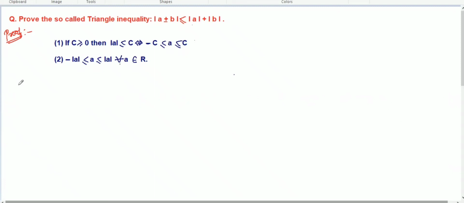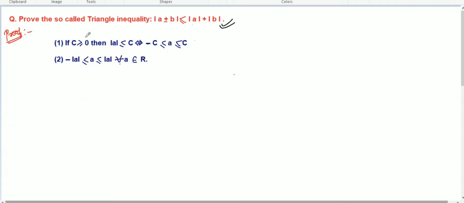In this video, I'm going to prove the so-called triangle inequality. The triangle inequality says the absolute value of a plus or minus b will be less than or equal to the absolute value of a plus the absolute value of b. So we have to prove this triangle inequality.